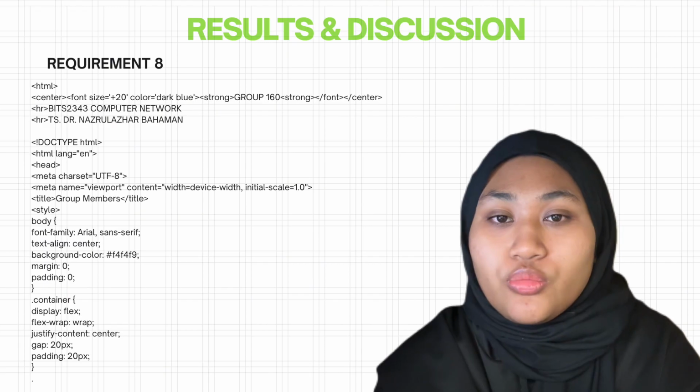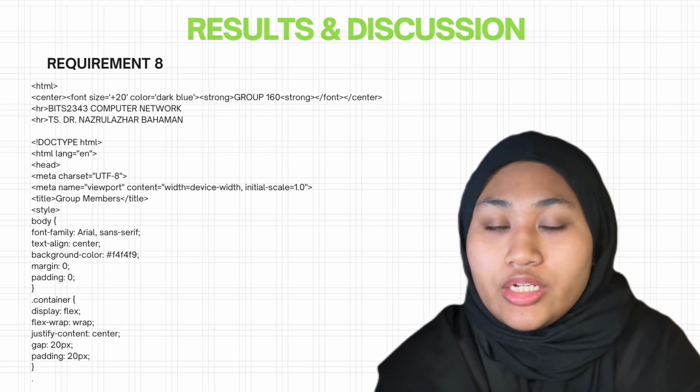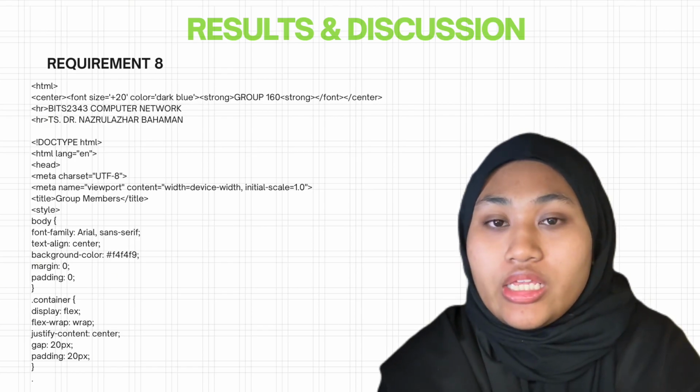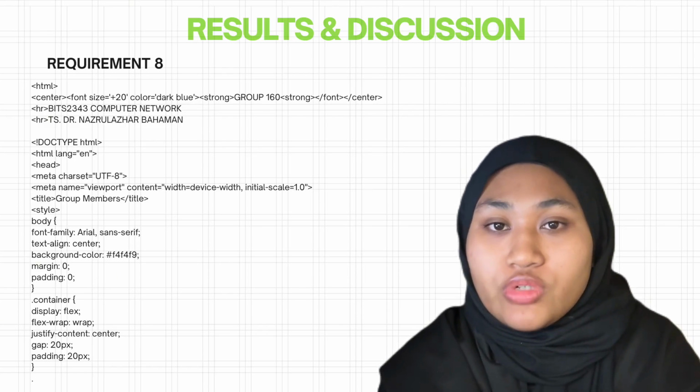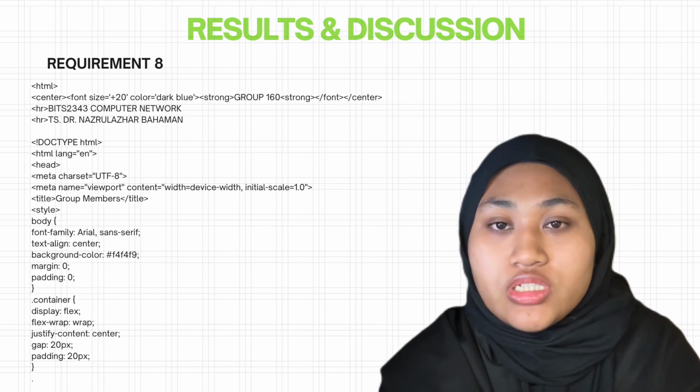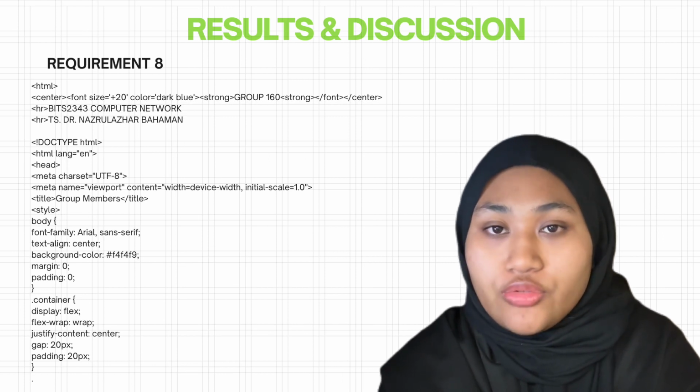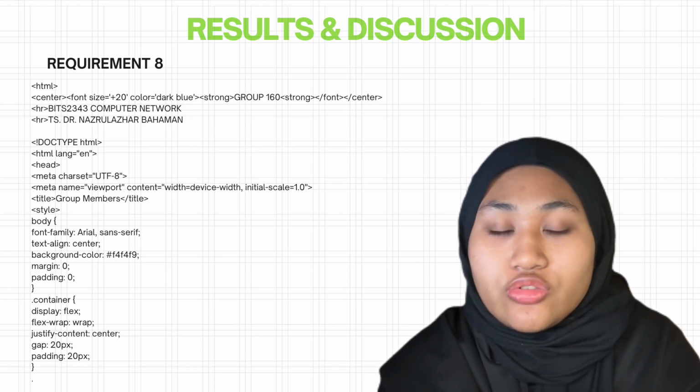For example, we want to host a page that can display all group members. Here is the code. On the first 4 lines, this will be the header and it will display a message, Group 160, that has been set to font size 20, bold and in red color. Then we use HR to separate the line to display the course code BITS2343 and the lecturer name.